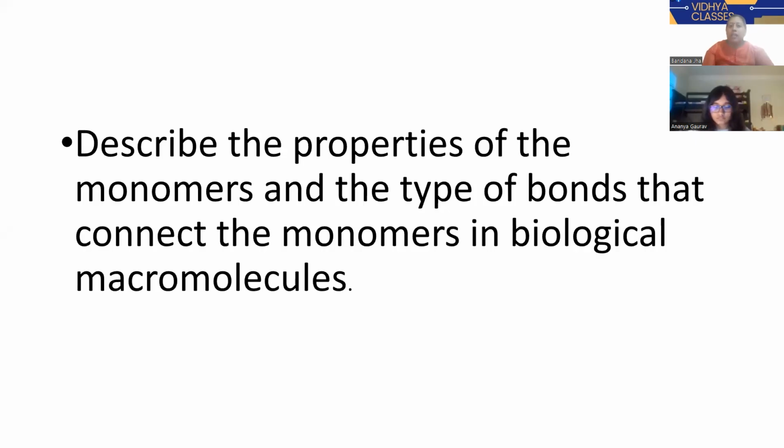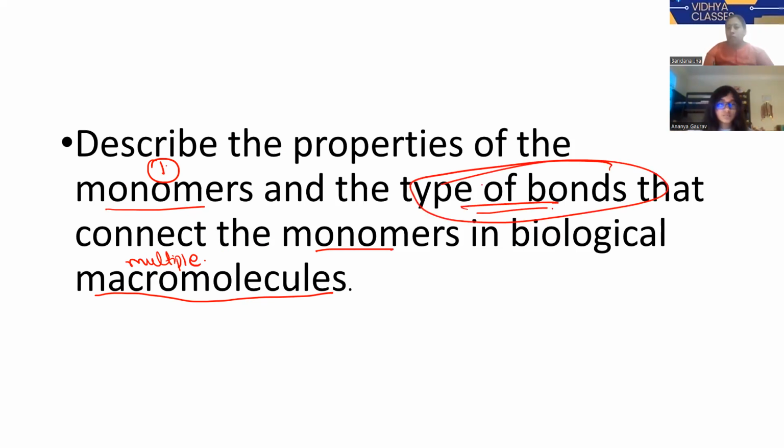Now our next topic is to describe the properties of monomers. Monomers are what? Individual. Monomers are a group of like micromolecules. Correct, that is the individual one. And the type of bonds that connect the monomers in biological systems to make macromolecules. That is multiple molecules. Yes. Okay, that we have to study. What type of bond is that? We have to study bonds now.